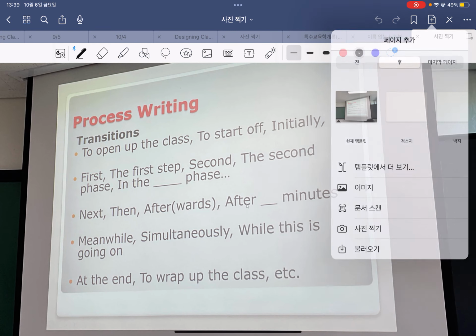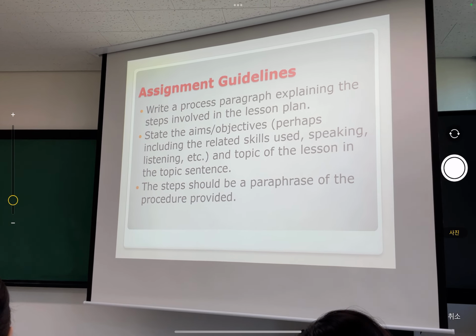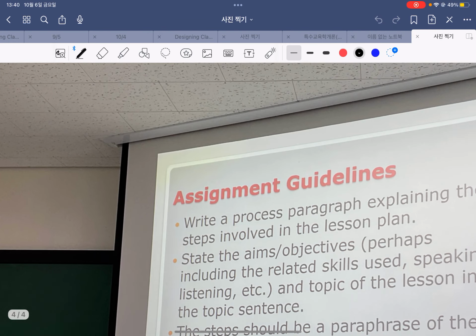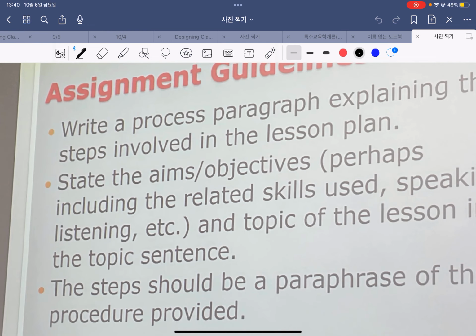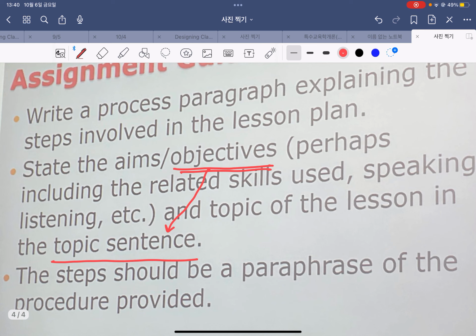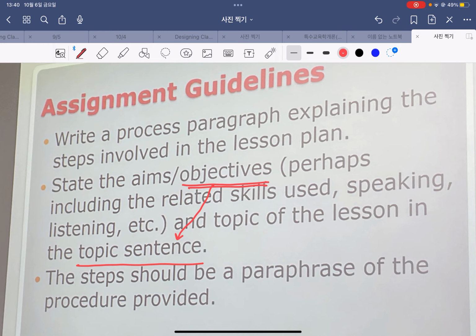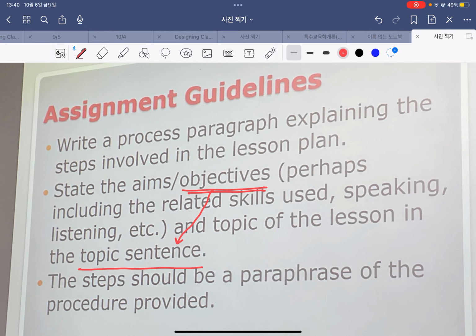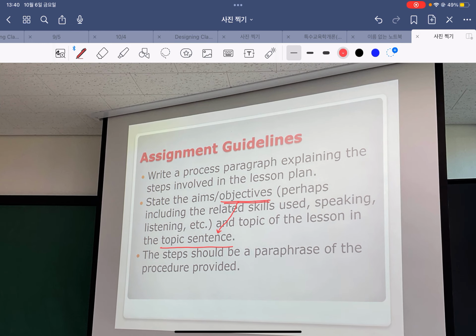Before you write the process paragraph, your topic sentence should include the objectives. So what will the students practice? What will they learn? What skills will they improve through this lesson? And so we have the acronym SWBAT, which stands for? Students will be able to. So students will be able to.